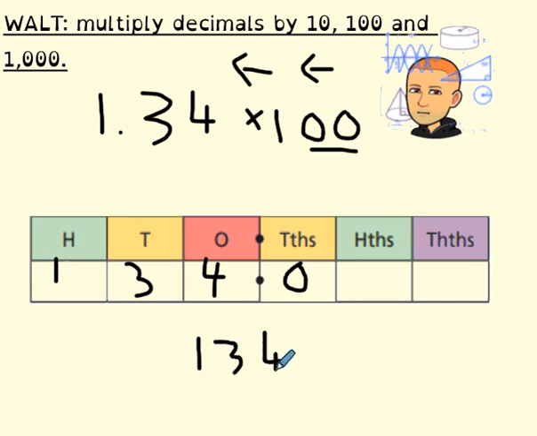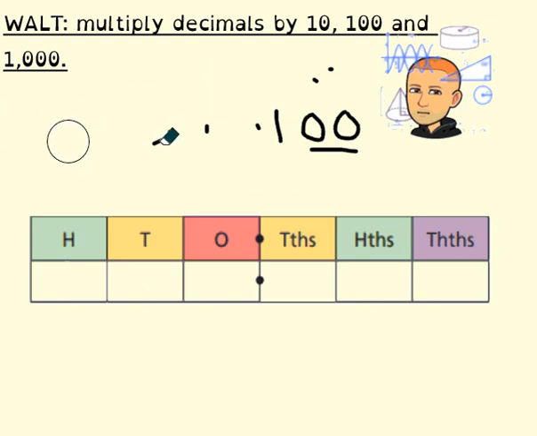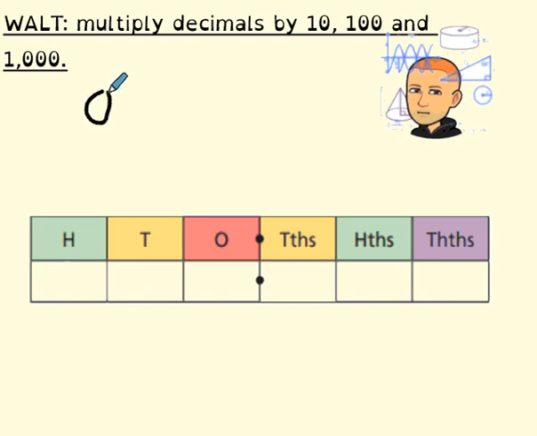So times by 10, 1 place. Times by 100, 2 places. And we're talking about digits moving across the place value grid as opposed to putting the zeros in. Let's have one final example before I let you start. Let's have a go at 0.27 times 1,000.